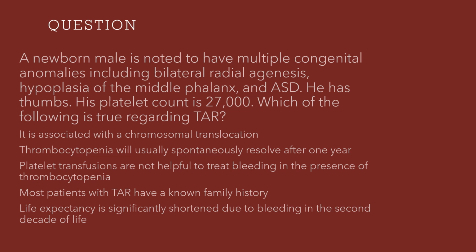The other answer choice, life expectancy is significantly shortened, is incorrect because usually they just have bleeding in the first year and then they have a normal life expectancy. And then most patients with TAR have no family history. This is incorrect. The inheritance pattern is not clear, but usually TAR patients don't have other family members that have this.